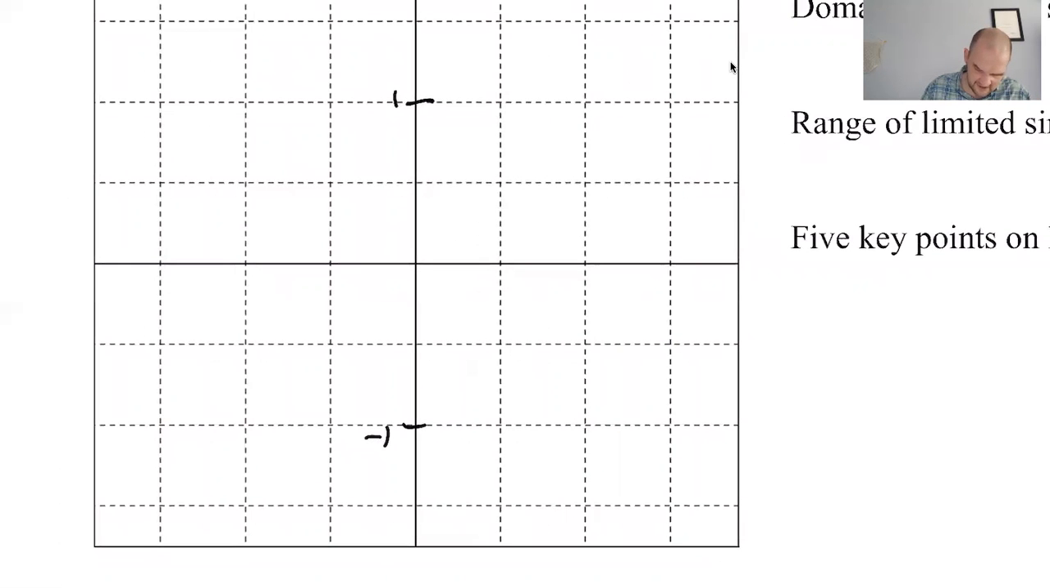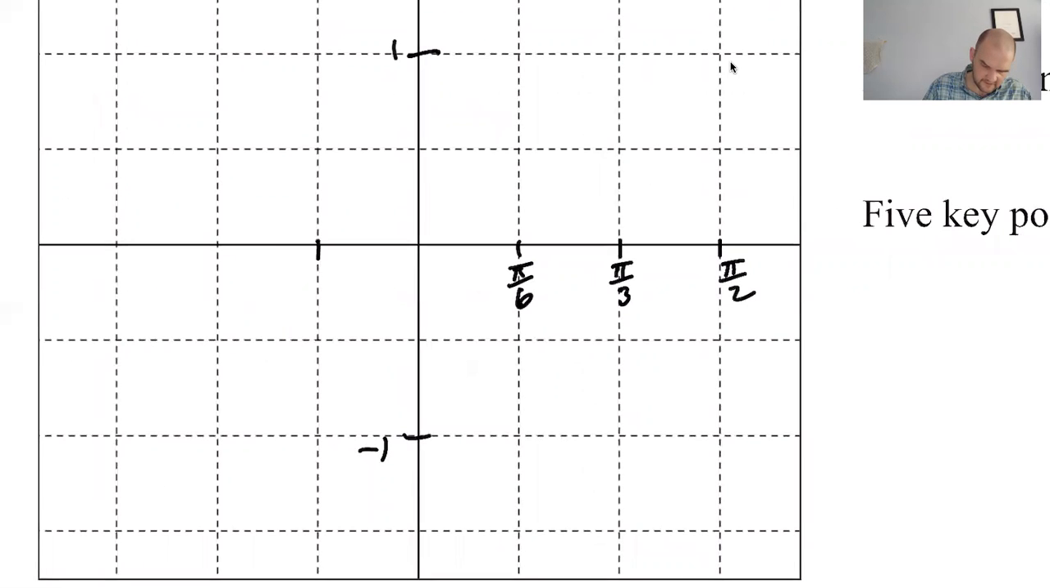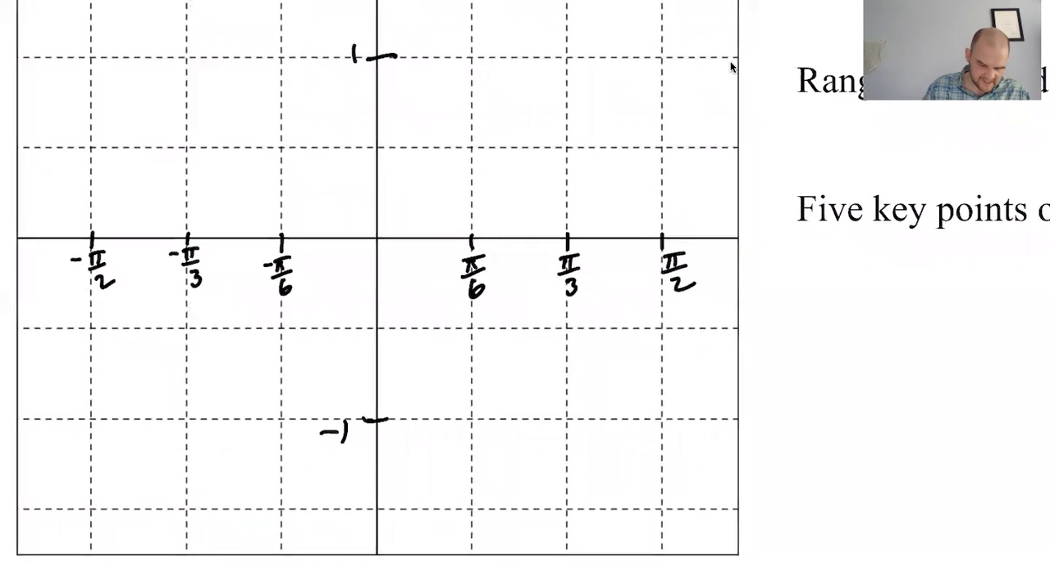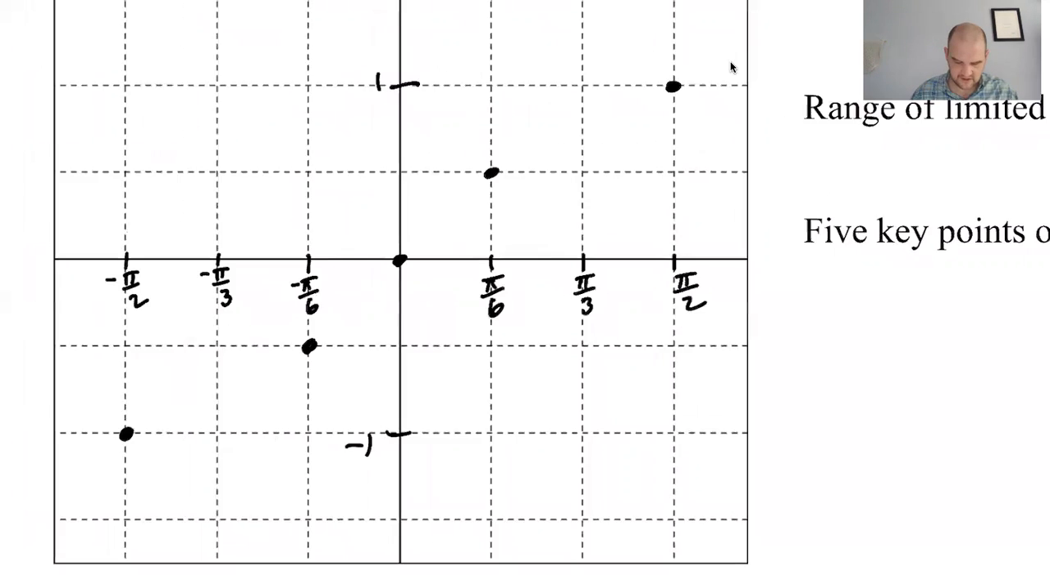So I'm going to say that this is pi over 6, 2 pi over 6, which is pi over 3, and then 3 pi over 6, which is pi over 2. And then I'll go the other way also. So negative pi over 6, negative pi over 3, and negative pi over 2. Okay, so this is actually a really good grid for graphing this, because I know the sine of pi over 6 is 1/2, and 1/2 is exactly between 0 and 1. So you get some extra points that you can plot.